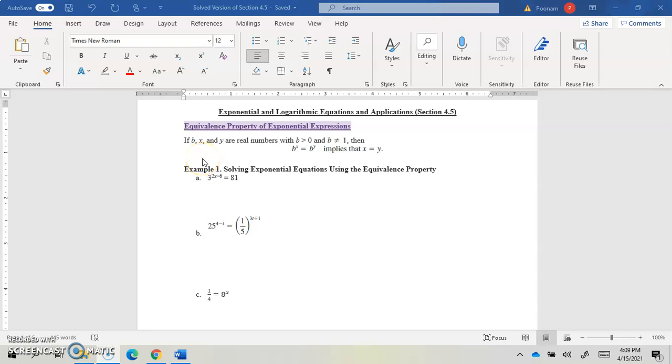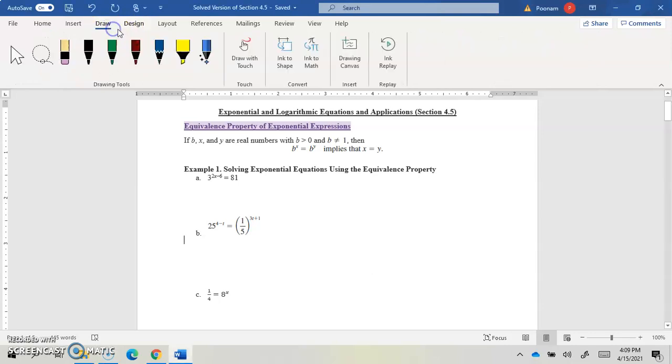Hello, today we're going to start with section 4.5. In this section, we are going to learn about exponential and logarithmic equations. So let's take one word at a time.